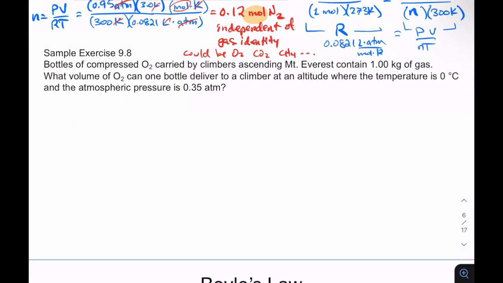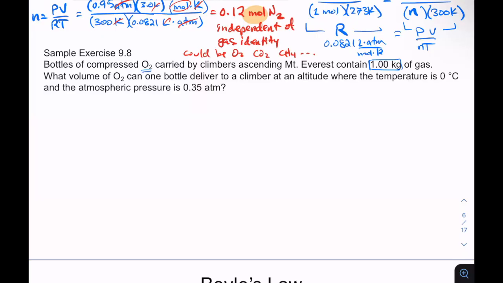Bottles of compressed oxygen carried by climbers ascending Mount Everest contain 1 kilogram of gas. What volume of oxygen can 1 bottle deliver to a climber at an altitude where the temperature is 0 degrees Celsius? There's a lot embedded in these word problems. So rather than having you figure that out, I'll just piece everything out here for you. So we've got a mass of gas and it's oxygen gas. So we need to get all of that into moles, because gas laws are independent of the identity. So let's just get this into moles.